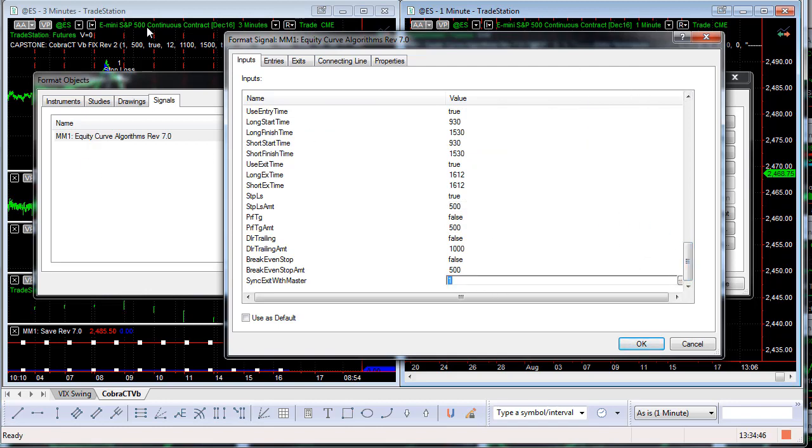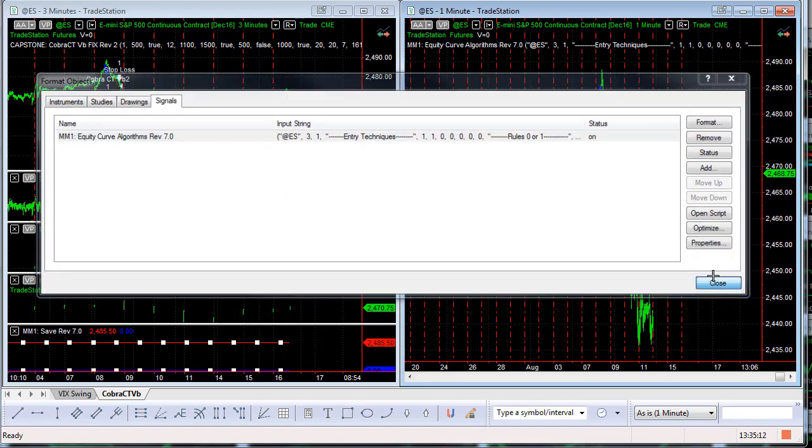So if the strategy on the left gets out and we're still in a trade on the right, once the end of the bar completes on this 3-minute chart, the money management algorithm will then exit if there is a mismatch in market position based on an end of bar basis for the chart on the left. So those are the settings.